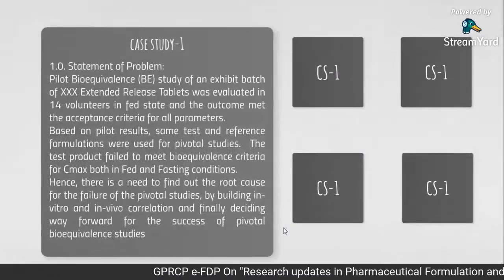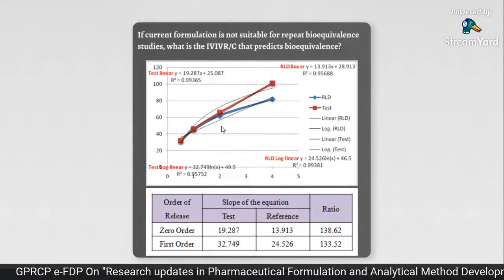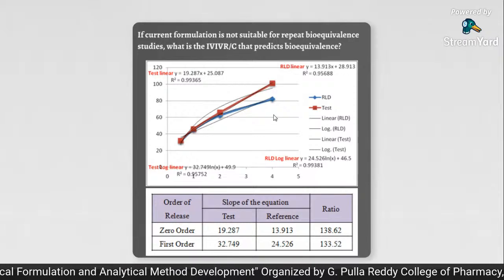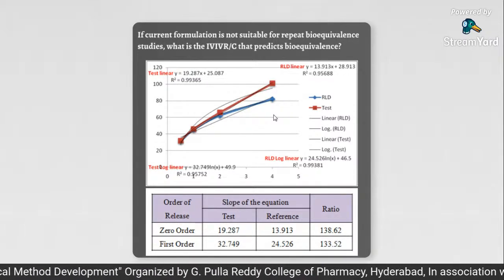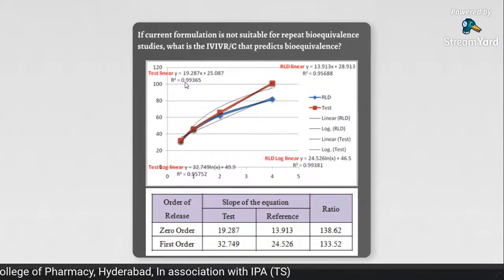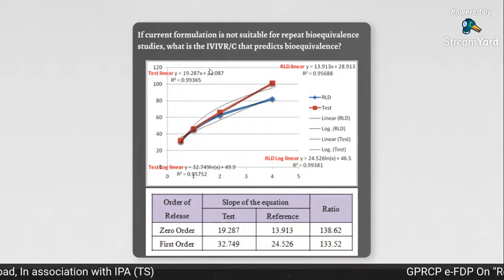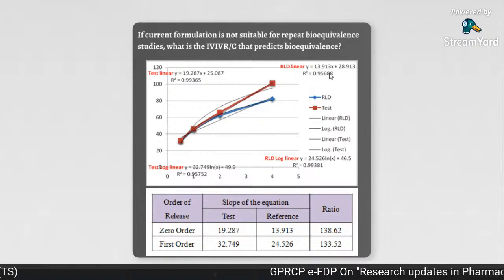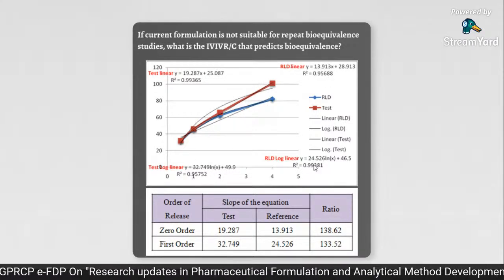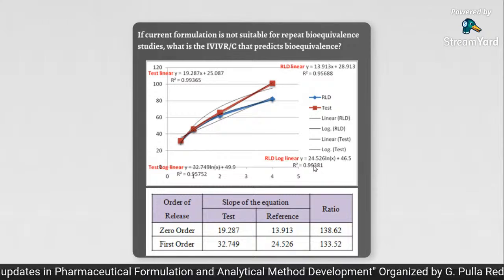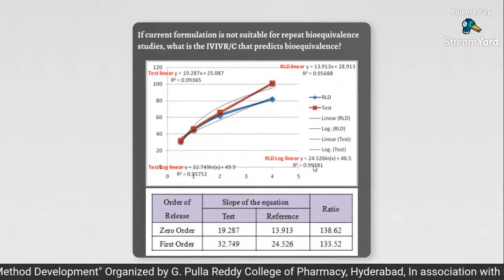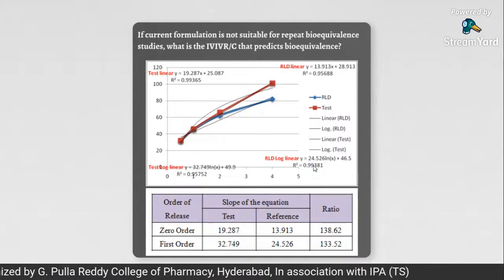Similarly, this is another media, 4.5 pH. Here it is following both zero order as well as first order, because the R square value will give you the idea whether it is following zero order kinetics or first order kinetics. Linear is 0.99 and 0.95, and in case of log linear 0.95 and 0.99. Both are following, a combination of zero order as well as first order, because if the R square value is more than 0.9, we can conclude it is following that relationship.